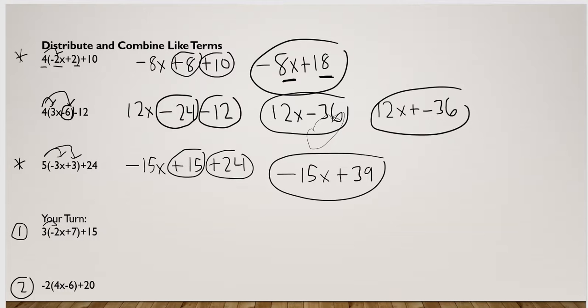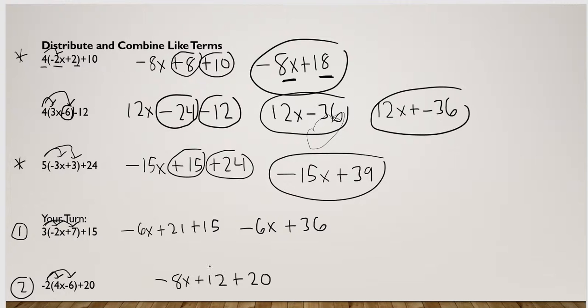So 3 times negative 2x is negative 6x. 3 times 7 is 21. Then we have a positive 15, so that would give us negative 6x plus 36. For the second one, negative 2 times 4x is negative 8x, and negative 2 times negative 6 is a positive 12, and then we have a positive 20. So to combine like terms here, we would combine the 12 with the 20, and that would be 32.